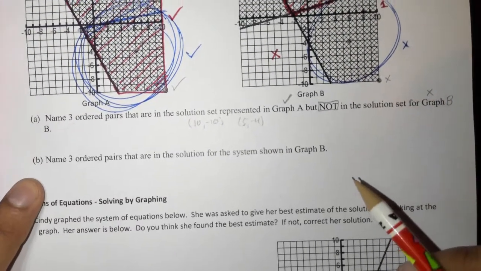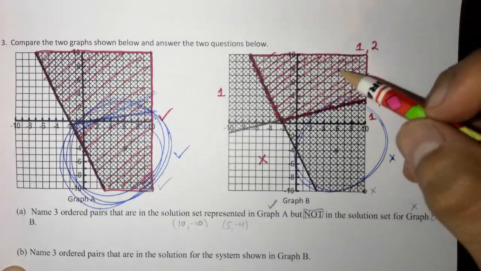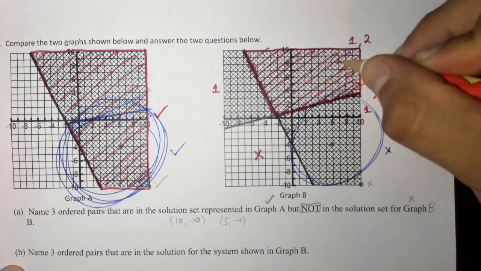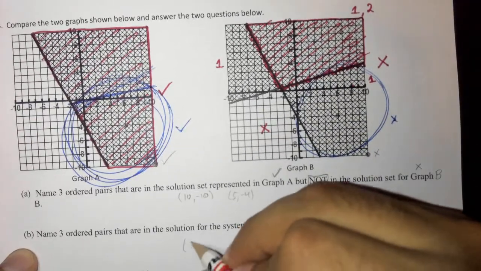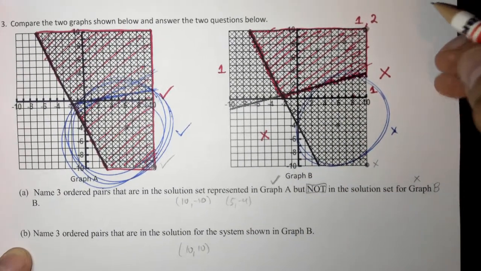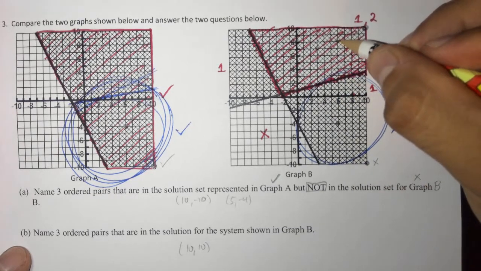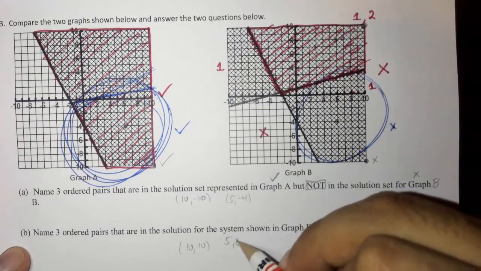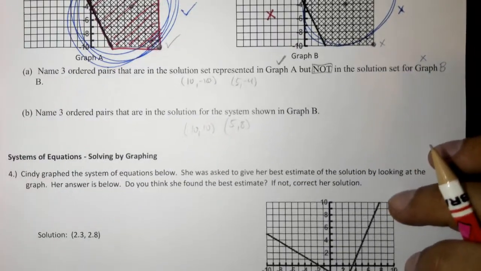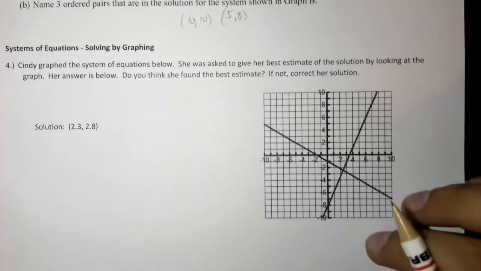Part B says name 3 ordered pairs that are in the solution for the system of graph B. Graph B is this one, and so really you're just naming any points that fall in here. Points like, in this case, positive 10, positive 10, because we're looking at the extremes of the corners. Or something like 5, positive, I don't know, 8. Something like that. Of course, there's quite a few numbers that you can choose from, so you just have to go through and make your decision.